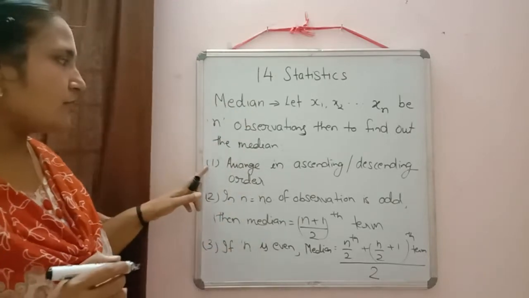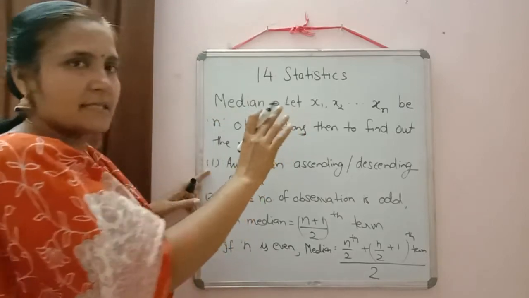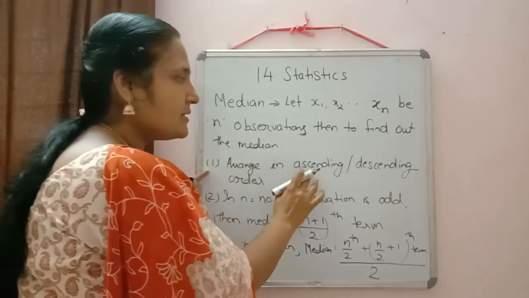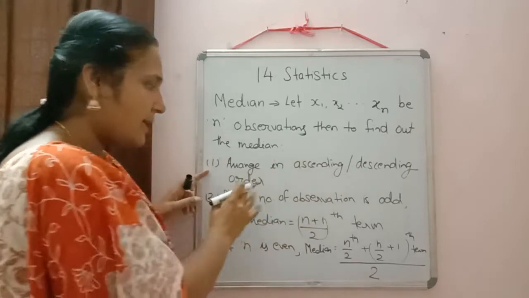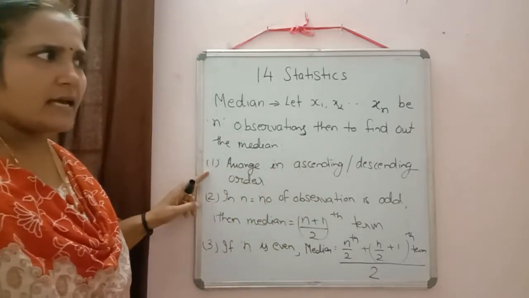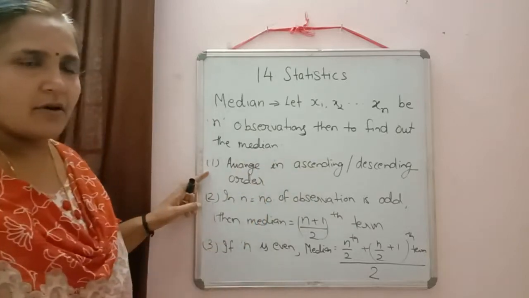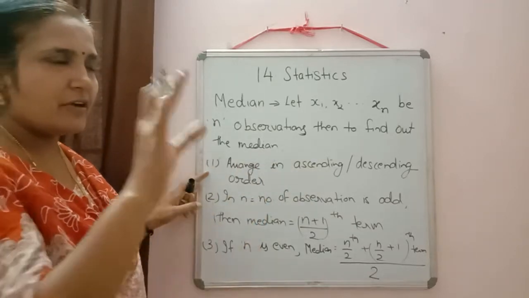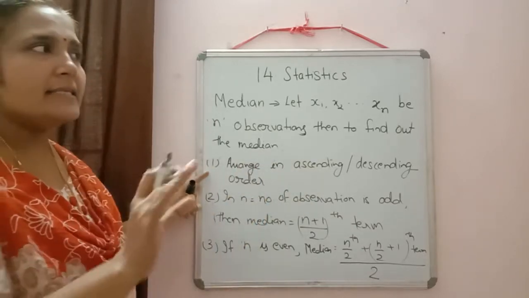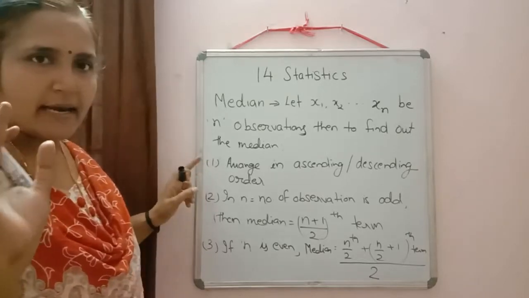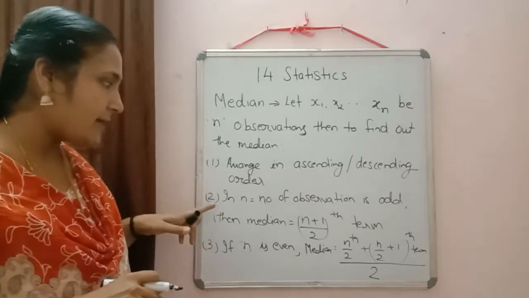First, how many numbers are there? Arrange all the numbers either in ascending order or in descending order. I think it is easy for us to arrange in ascending order. So whenever you get any numbers, arrange them in ascending order. Arranged, and after that what will we check?